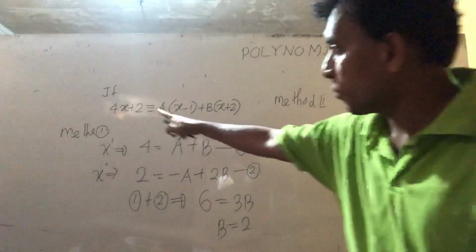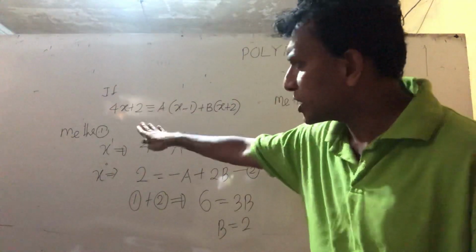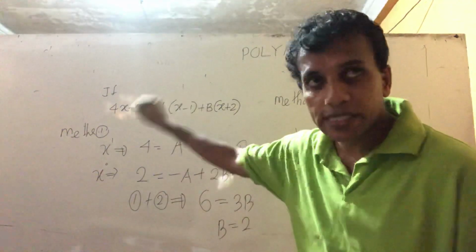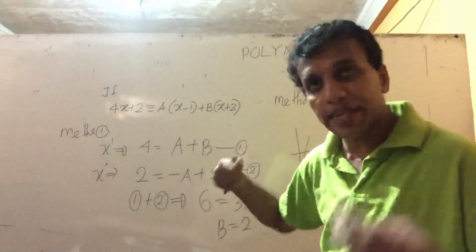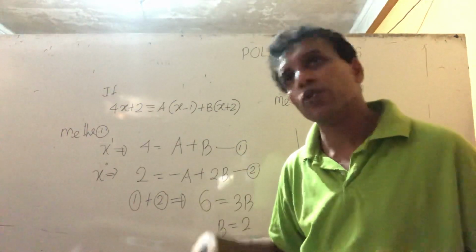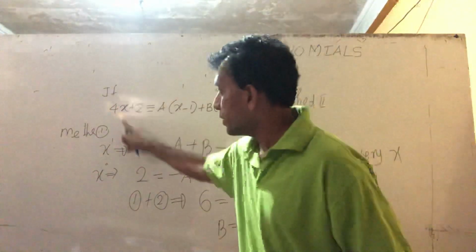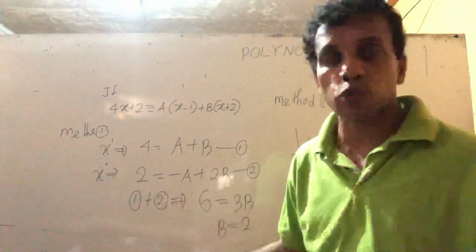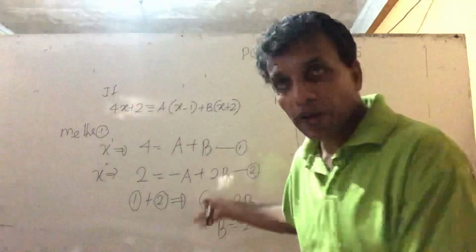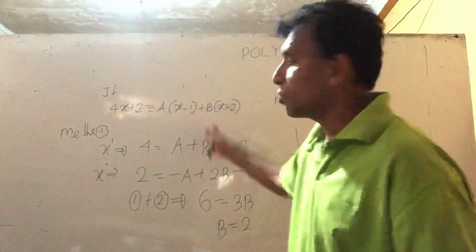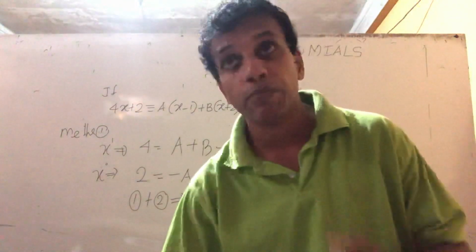So therefore, for a polynomial, this is true for every x value. LHS equal to RHS, for any x value, positive, negative, decimal, whatever, it's true, right? If you put x = 1 here, and put x = 1 there, that is true. x = 5 true, x = 10 true. That's my second method.